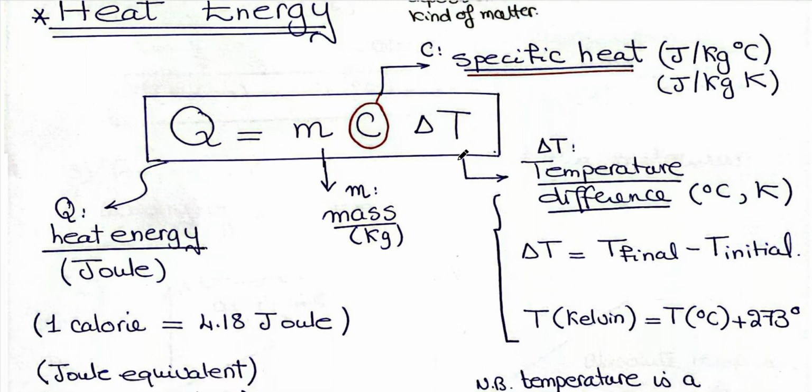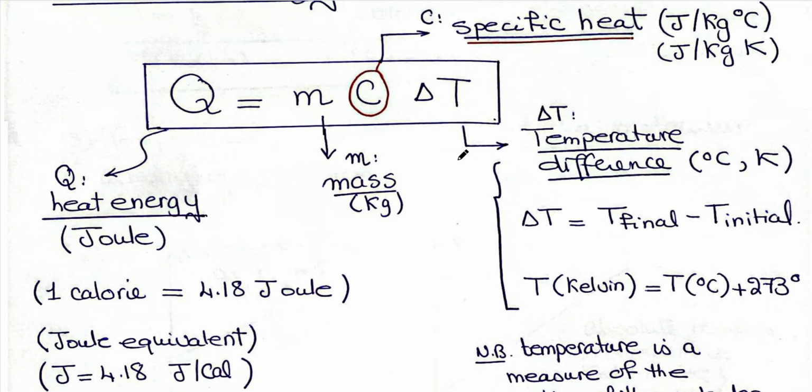To identify each term of this equation, Q is the symbol of the heat energy. Any energy is measured in joules, but if the heat energy is calculated in calories, you can convert from calorie to joule using this equation: 1 calorie equals 4.18 joules. This is called the joule equivalent, which is the ratio between joule and calorie, which is 4.18.